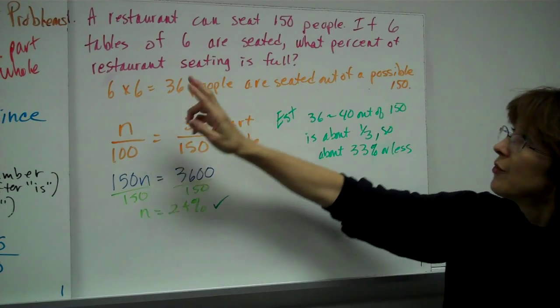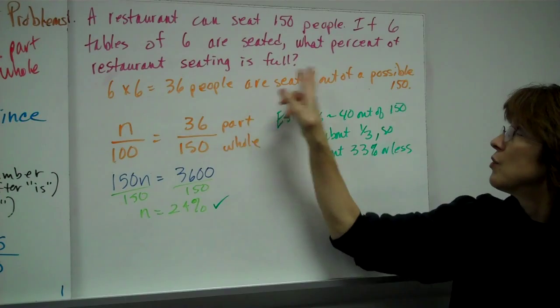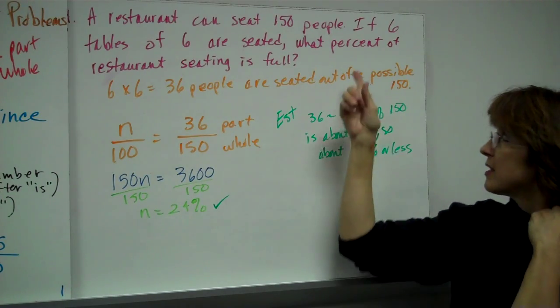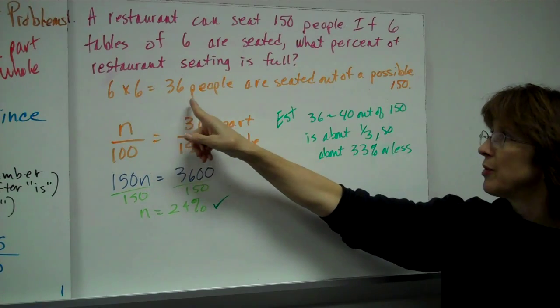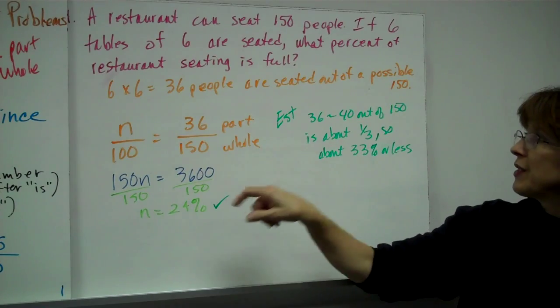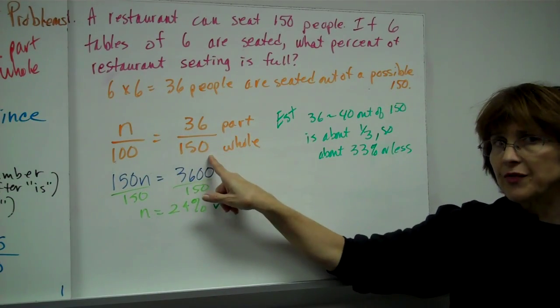Okay, number 4. A restaurant can seat 150 people. If 6 tables of 6 are seated, what percent of the restaurant seating is full? Well, first you have to figure out, if 6 tables of 6, that means there's 36 people. And that's going to be the part, right, out of the possible 150. So we don't know what percent, so it's n over 100, and it's 36 out of 150.